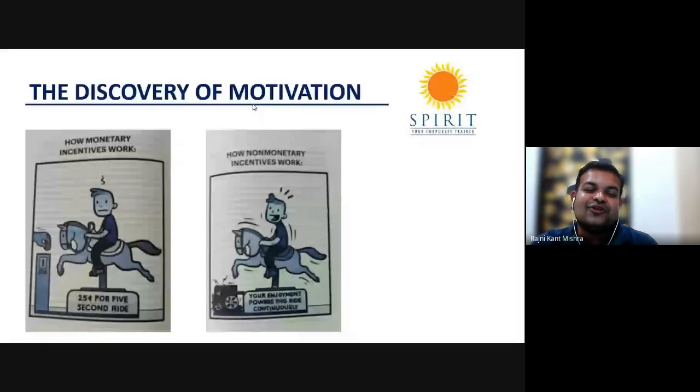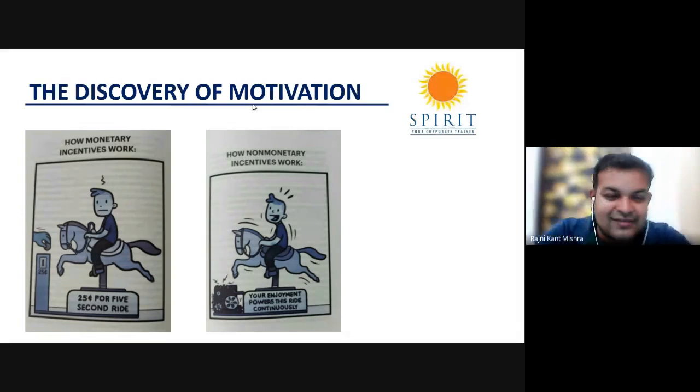Here your enjoyment powers this ride. At the bottom of the picture it is written, your enjoyment powers this ride continuously. So what they are saying is that you just have to keep enjoying. This is how compliments work. This is how pizzas work, right? They help us enjoy the situation, and the more we enjoy, automatically the more we ride, and then it keeps on going on and on and on. So there is no demotivation that is going to come our way, right?